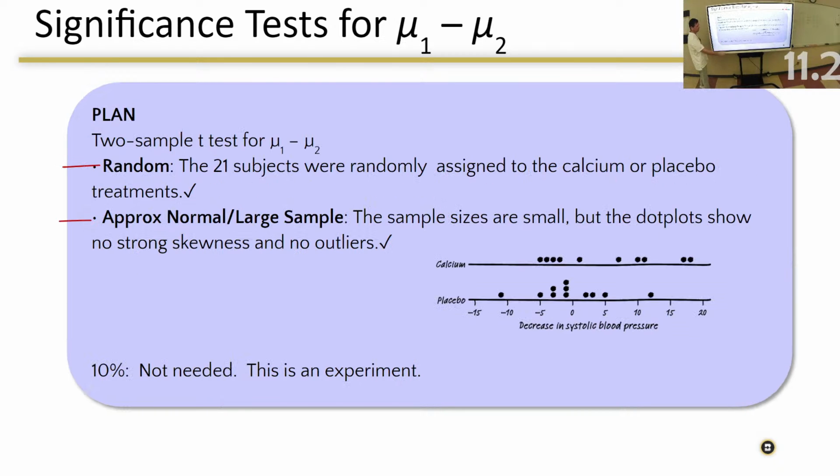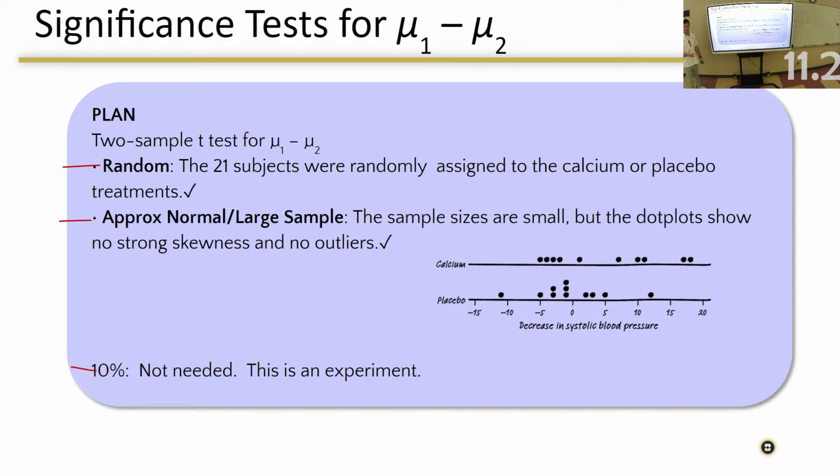Randomness, approximately normal. They did dot plots. I don't think I'd do dot plots, but you can. Those dot plots take a little bit longer to do than a box plot. But you have to graph them both. 10% is not needed. You don't have to say that it's not needed, but if you do say it, make sure you say it's not needed. Don't say it fits the 10% condition. Don't say that.